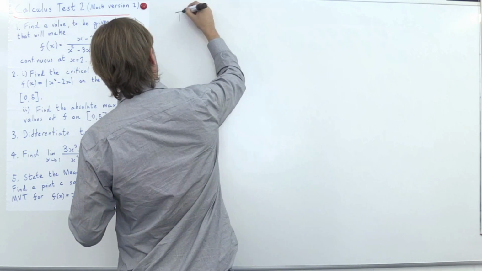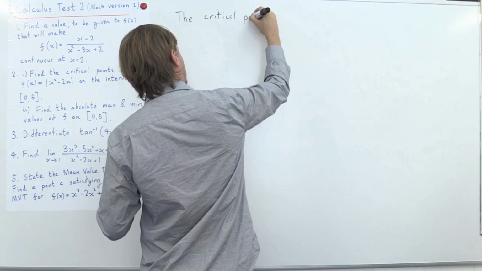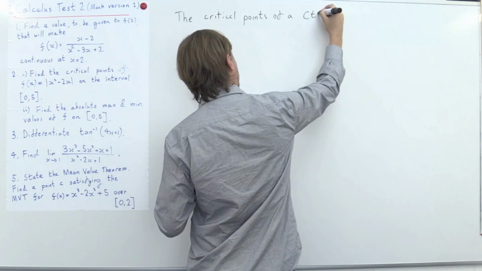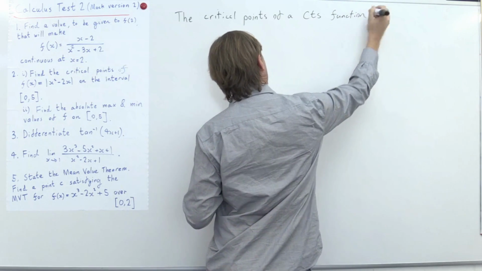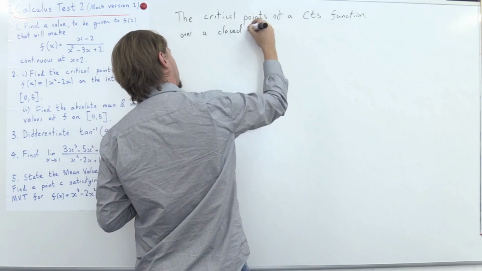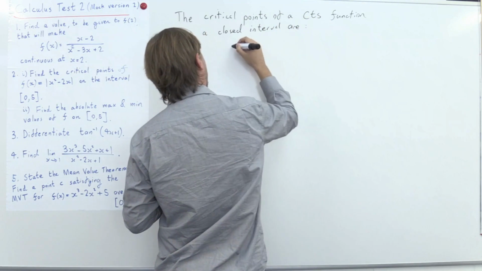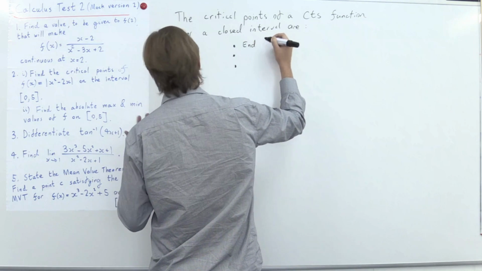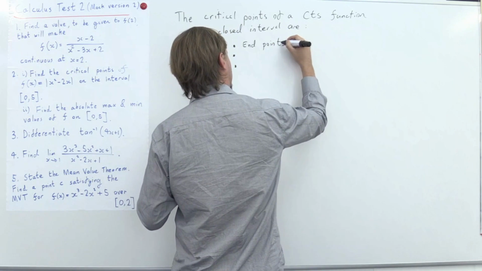So the critical points of a continuous function over a closed interval. Well, there's actually 3 types we'll need to search for. There's the endpoints. You don't really need to search for those as such. You are given them. Endpoints of the interval.